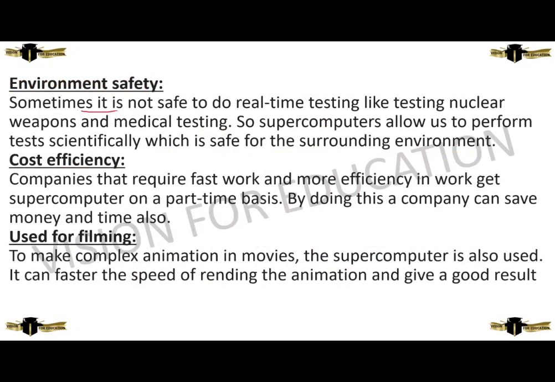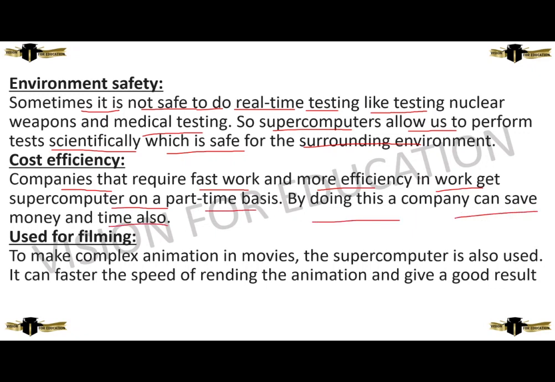Environment safety: sometimes it is not safe to do real-time testing like testing nuclear weapons or medical testing. So supercomputers allow us to perform it scientifically, which is safe for the surrounding environment. Cost efficiency: companies that require fast work and more efficiency get supercomputers on a part-time basis. By doing this, a company can save money and also time. To make complex animations in movies, the supercomputer is also used. It can speed up the rendering of the animation and give a good result.